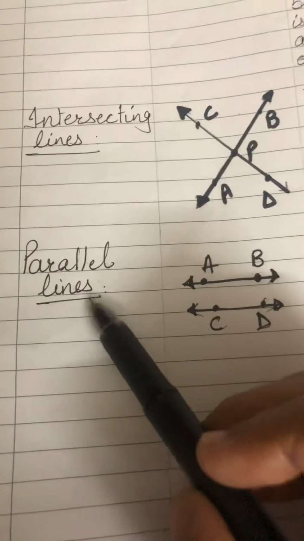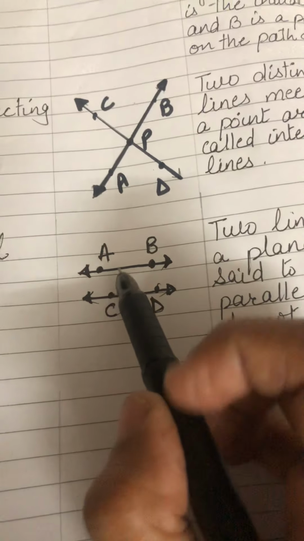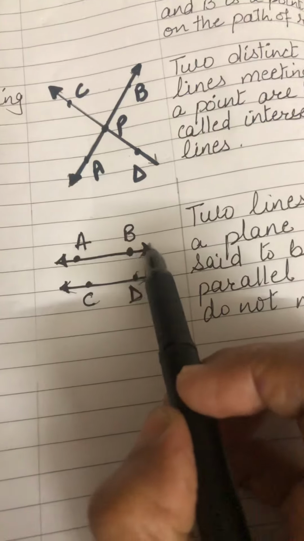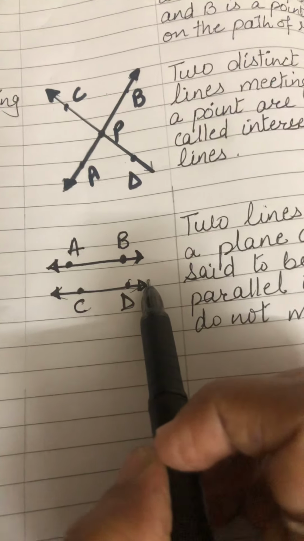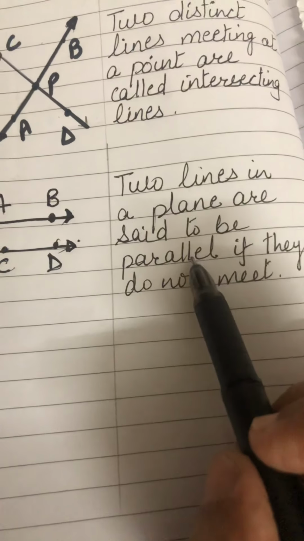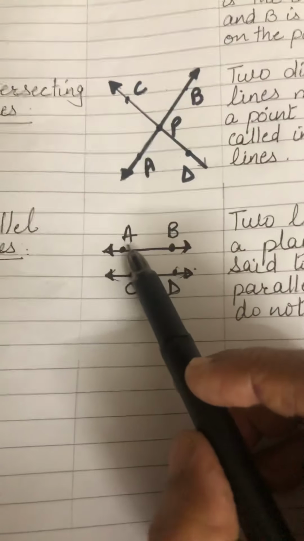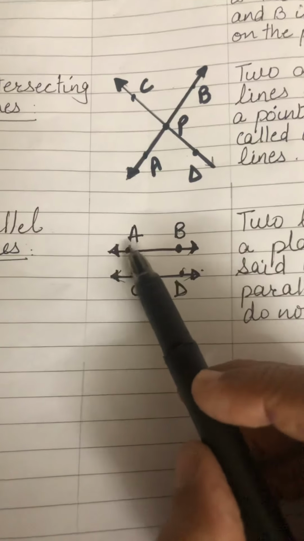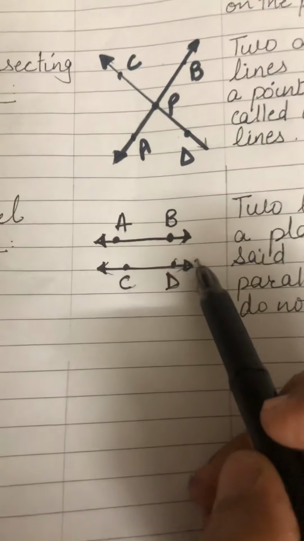Then comes parallel lines. You must have seen a railway track many times. So lines like this, two lines which never meet, are called parallel lines. I have written, two lines in a plane are said to be parallel if they do not meet, or lines which never meet are called parallel lines. Again, I have represented these two lines as AB and CD.